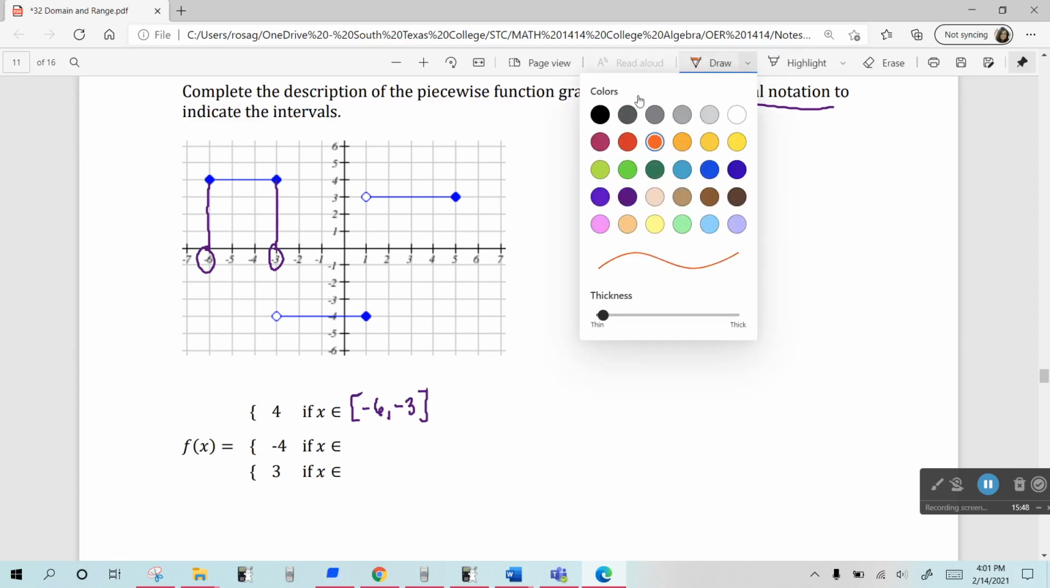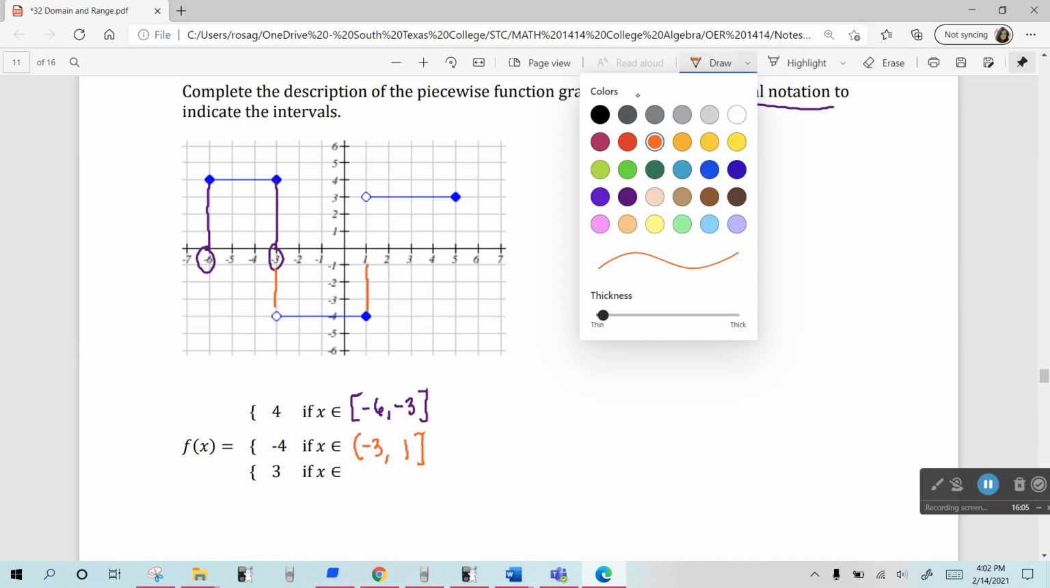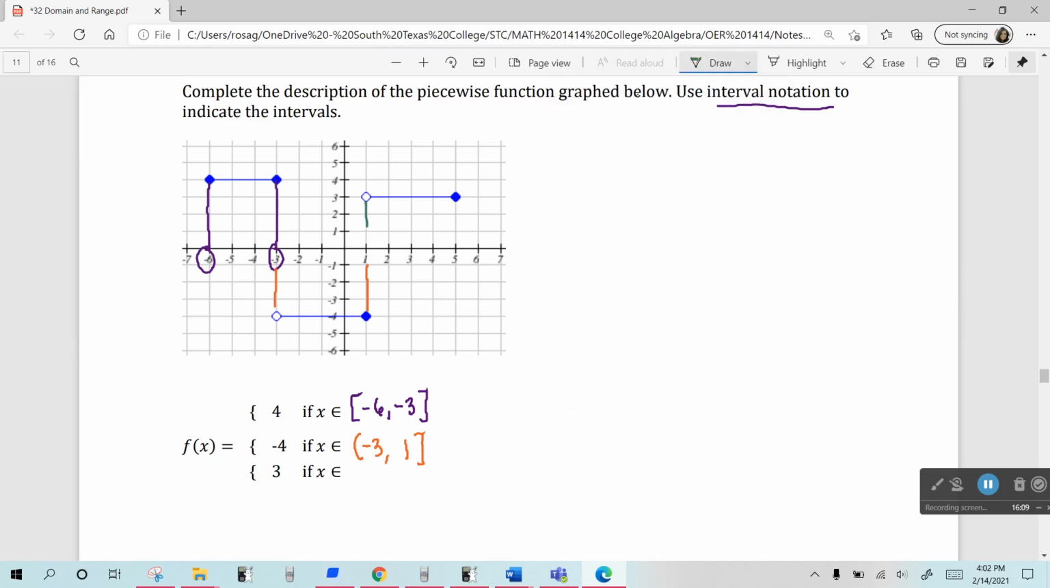Now for the next one, it's from here, -3, but it's an open circle, so it would be -3 like this, up to this one, which is 1 with a bracket. And then finally, from here, now it's an open circle, so I put 2 here. They're asking us to do the domain, so they're asking us to put the x values.